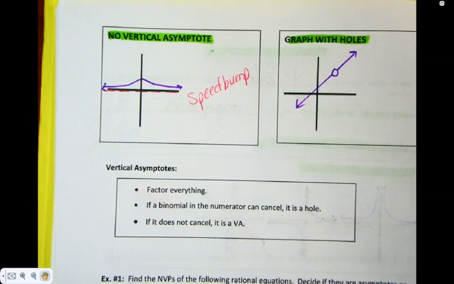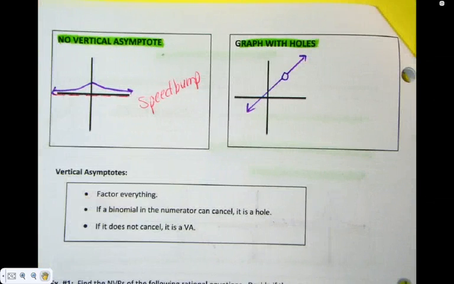Fascinating. It's a graph with a hole. It's got a hole right in the middle of it.